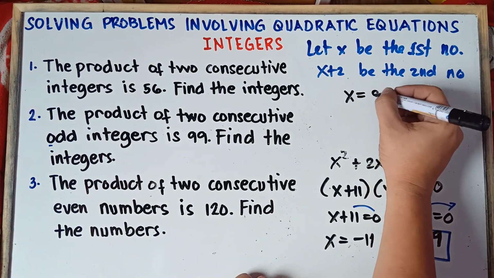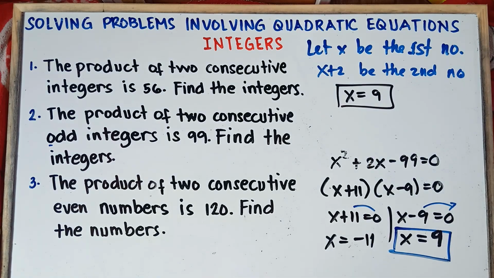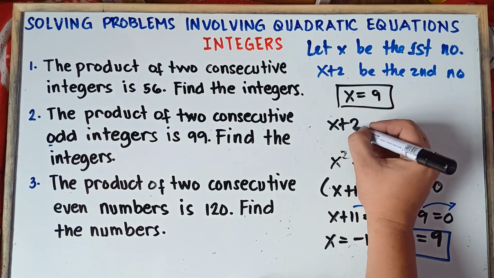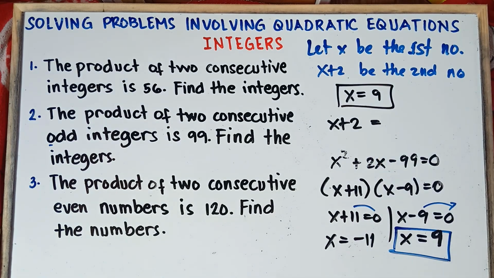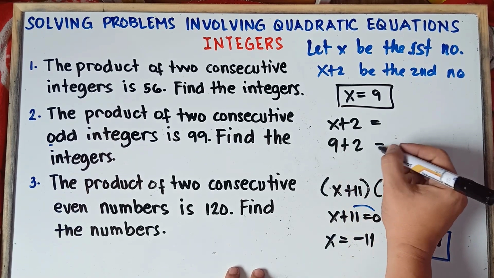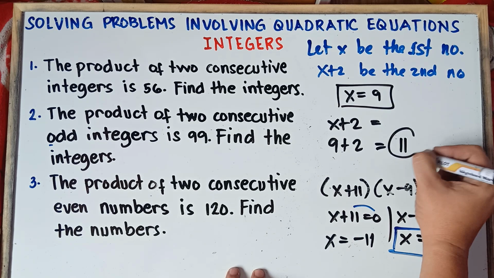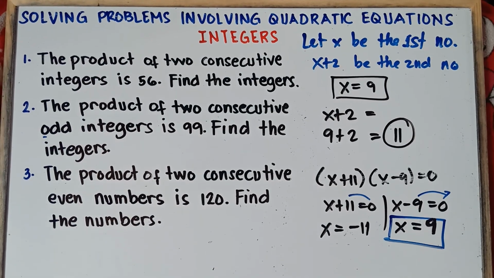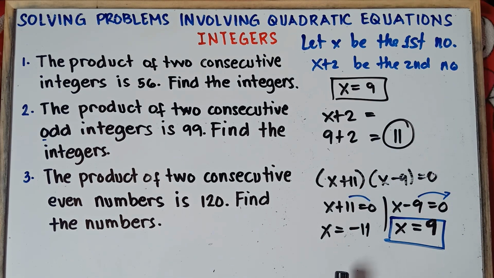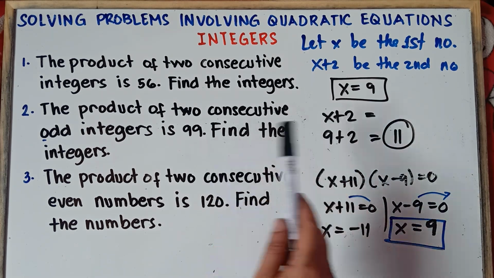And that would be our first number. x is equal to 9. So what would be our second number, class? So that would be x plus 2. Once again, our x is 9. So 9 plus 2, our second number is 11. Alright, so can we get 99 if we multiply 9 and 11? Yup, 9 times 11, that is 99.